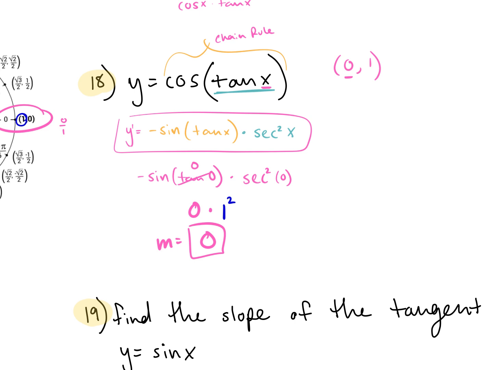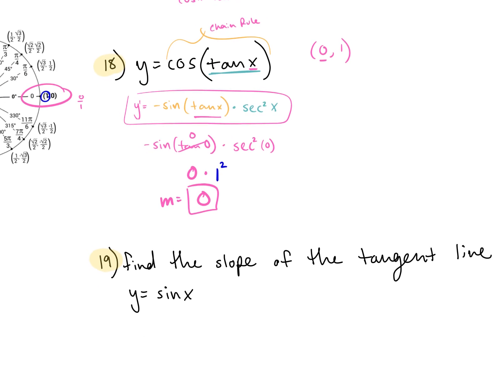So you'd want to work the inside out, so we'd have to find what the tangent of 0 is first, get that value, and then find the sine of that value. Any questions there?